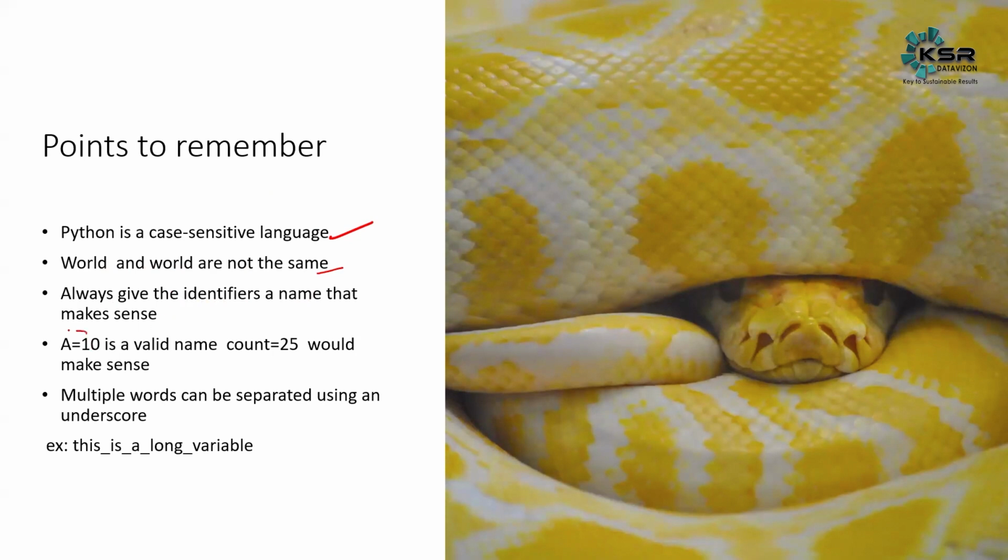For example, a is equal to 10. It is valid. But what do you mean by a is equal to 10? After let's say 1 year, you see a is equal to 10. People think, what does it mean? Does it have any specific meaning? What is the meaning of a? Technically it is valid, I'm not saying that it is not valid. But whenever giving a name to an identifier, always try to give a name which makes sense.